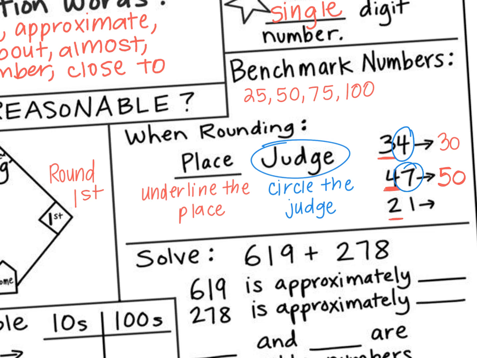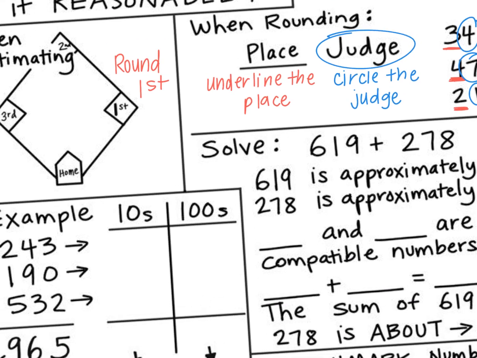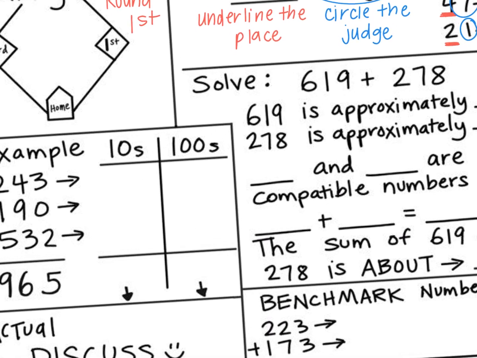Okay, the last one, I underline the 2. The judge is 1. 1 is way less than 5. So what happens to the 2? Does it stay the same or go up? Stay the same. Stays the same, and then everything after turns to a 0. Okay, we're almost done here.